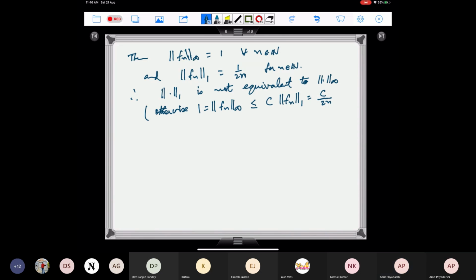So this goes to 0, then goes to infinity. So this cannot happen. So on an infinite dimensional normed linear space, you can have norms which are not equivalent. Okay, any questions so far?